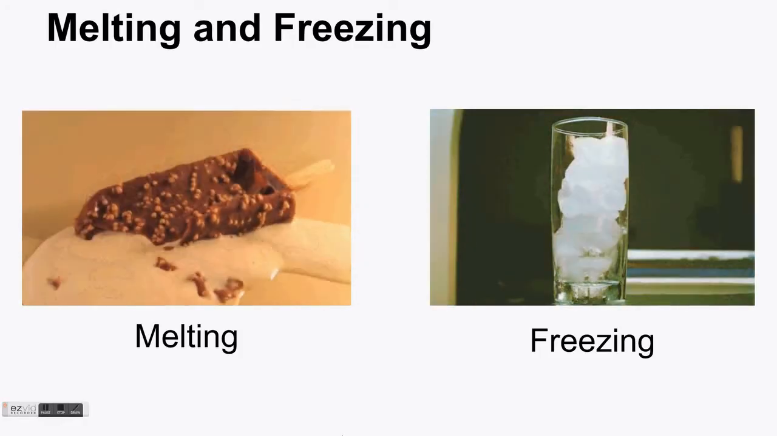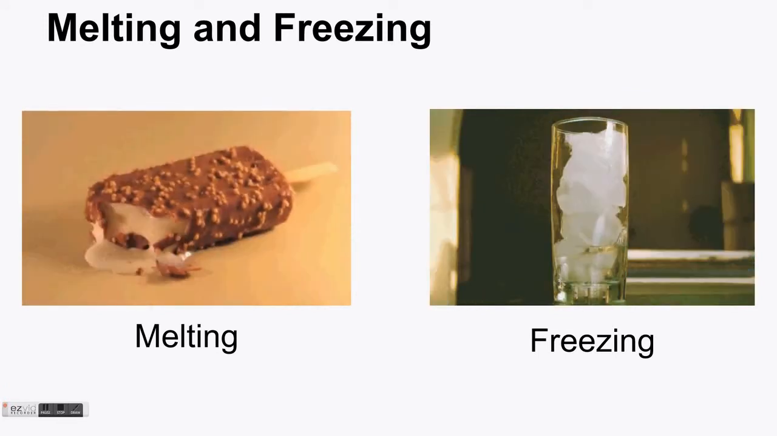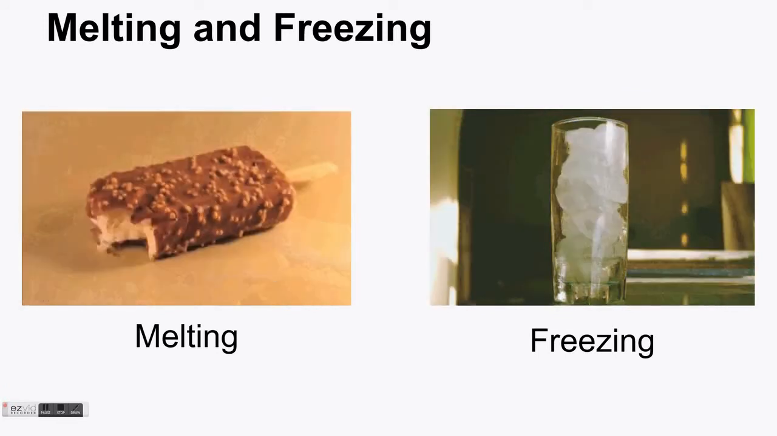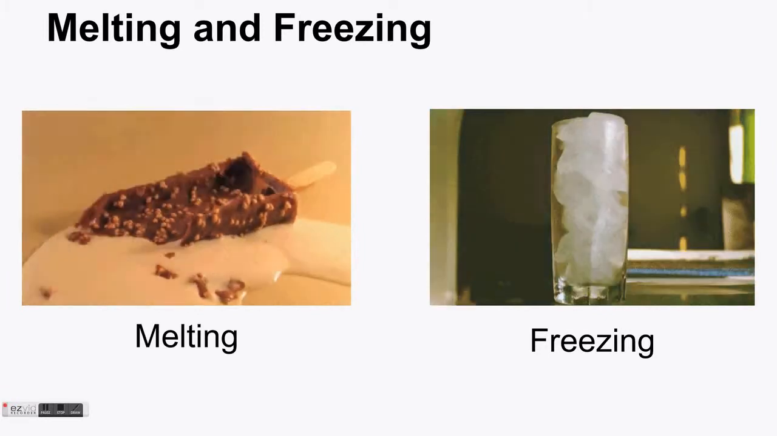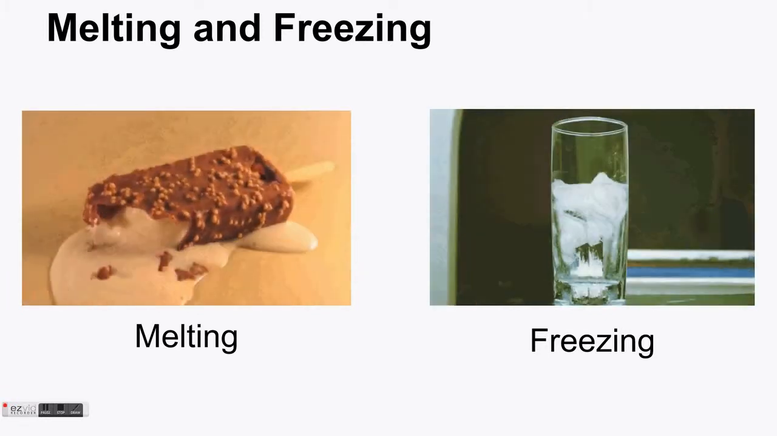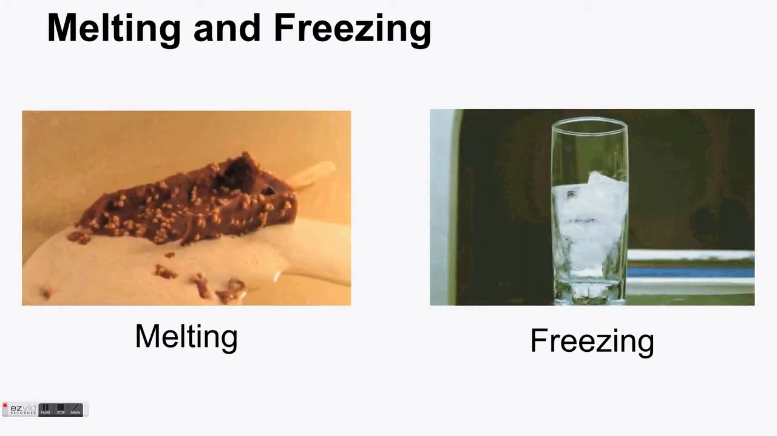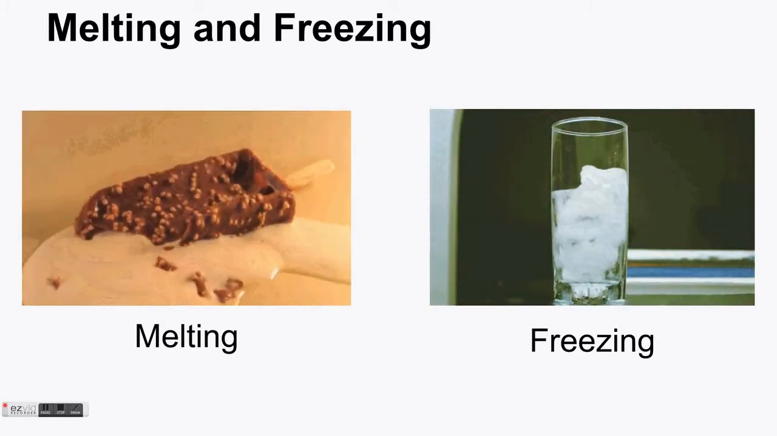As energy is added to a solid object, its temperature will begin to rise, and the particles will move faster and faster until it reaches its melting point. Melting point is the temperature at which a solid begins to turn into a liquid. All substances have a melting point, but different substances have melting points at different temperatures.